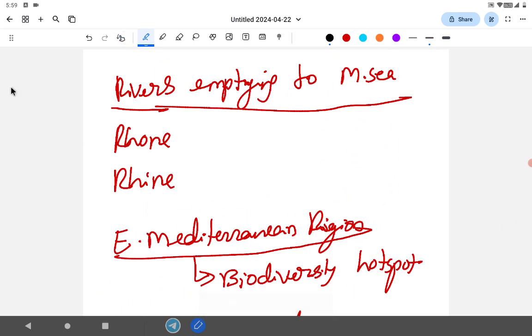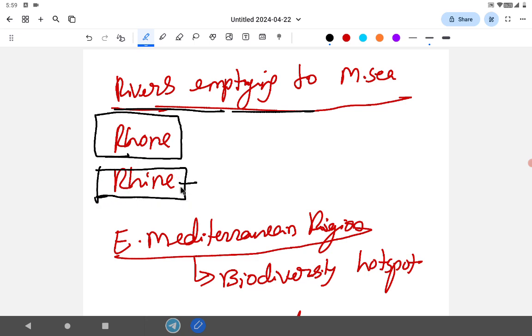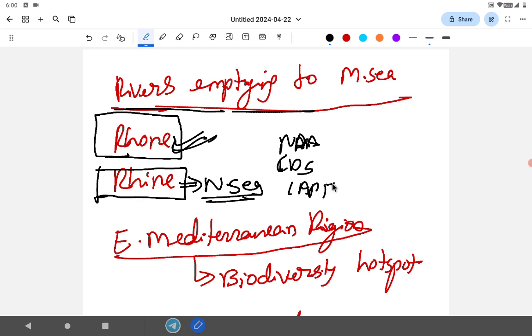Next, very important, is the river emptying into the Mediterranean Sea. The Rhone river empties into the Mediterranean Sea, and the Rhine empties into, I think, the North Sea. Both originate in Switzerland. The Rhone empties into the Mediterranean Sea. Even this question was asked. Whatever we have discussed here is based on 30 plus questions asked in previous years in NDA, CDS, CAPF, and civil services examinations and the IAS examination.